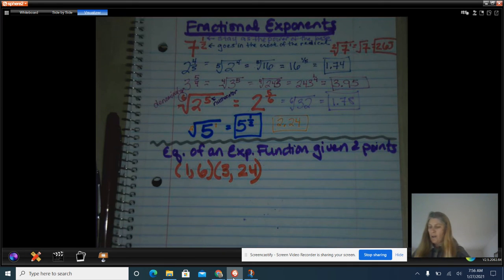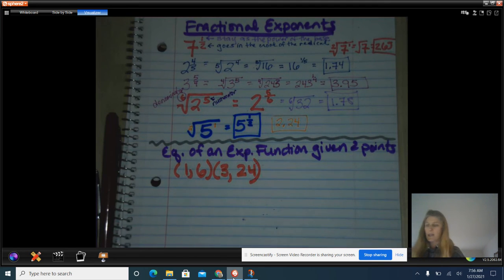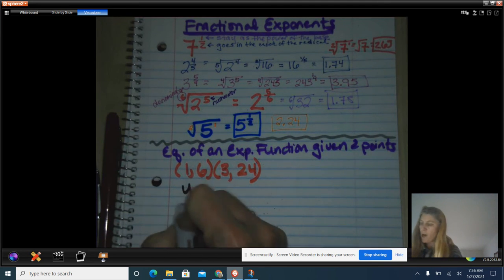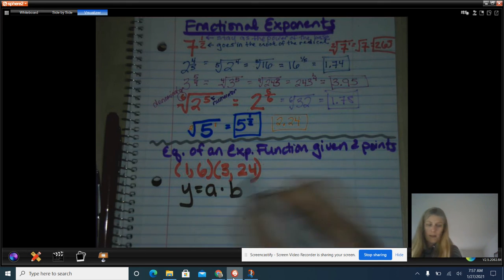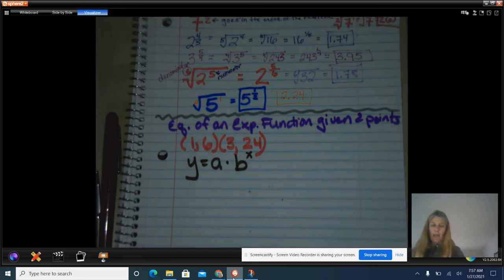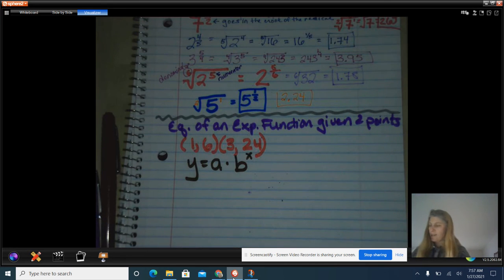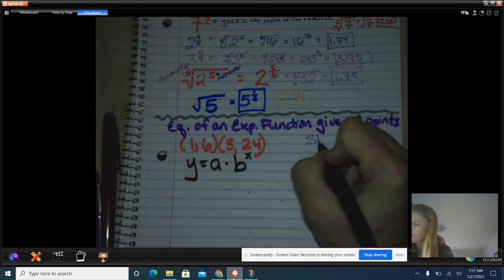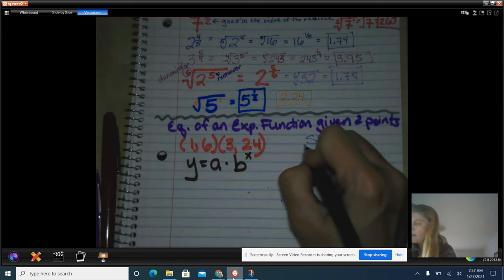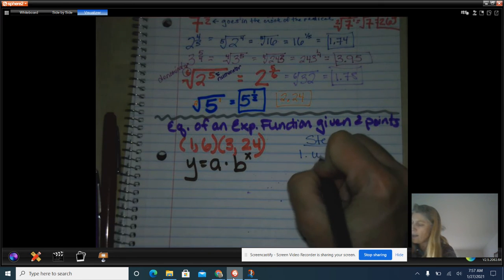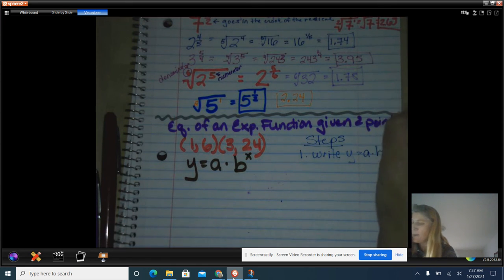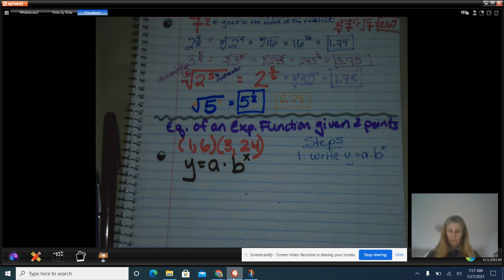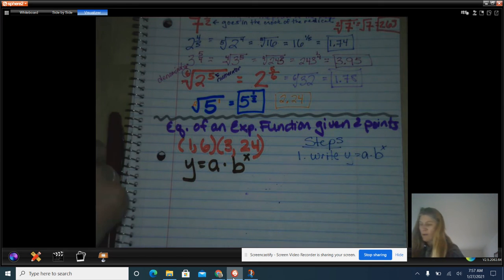And we know that the equation that we want to find for this, because it is told to us that it's exponential, is going to be y equals a times b to the x power. Okay, so let's go ahead and look at the steps of how to do this. Step 1, we already did. Write y equals a times b to the x power.